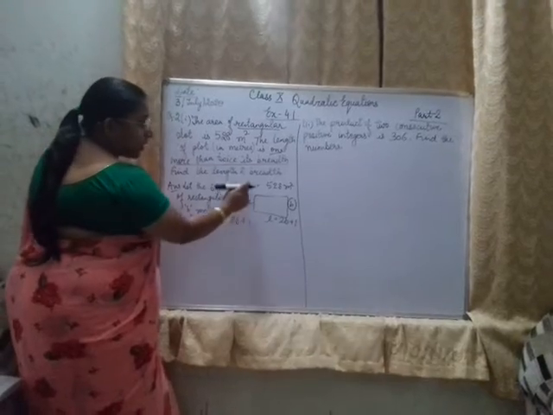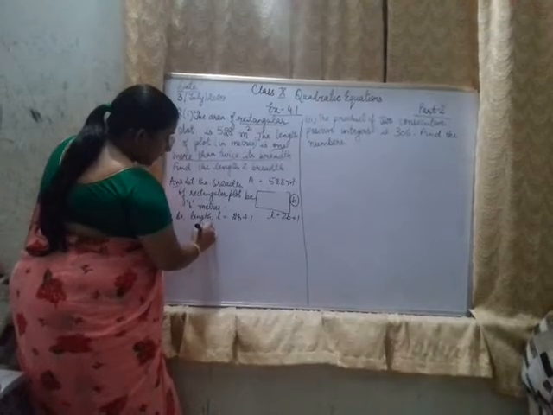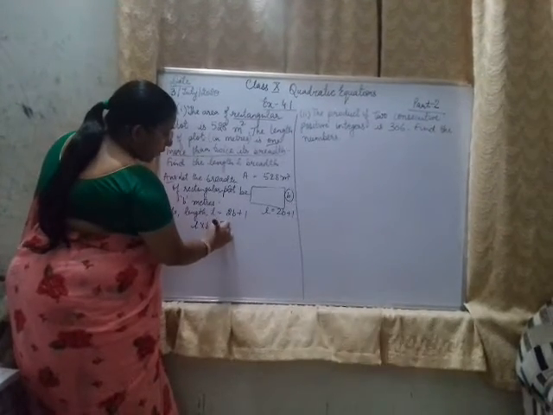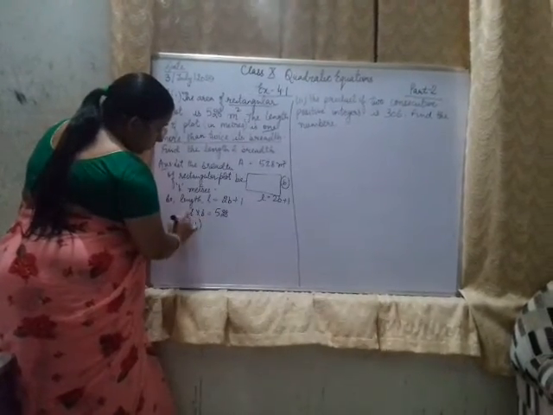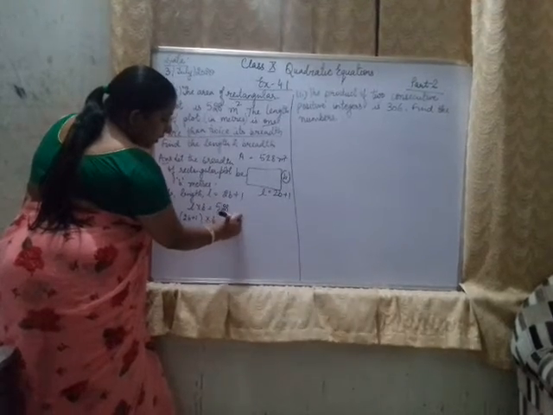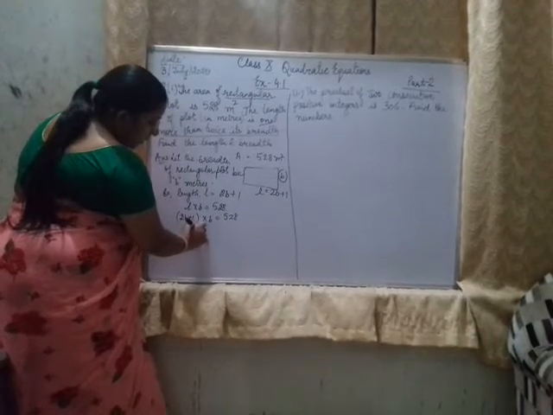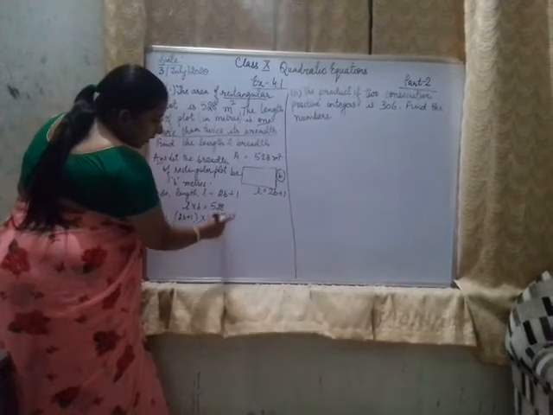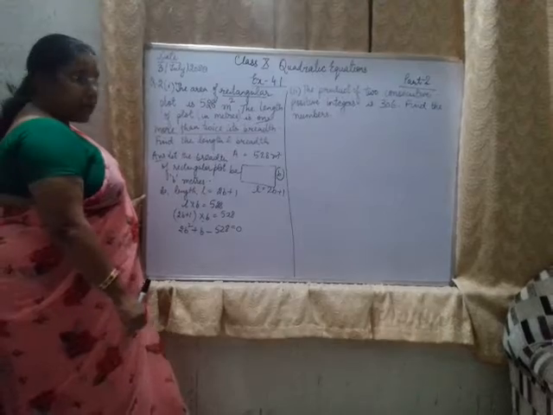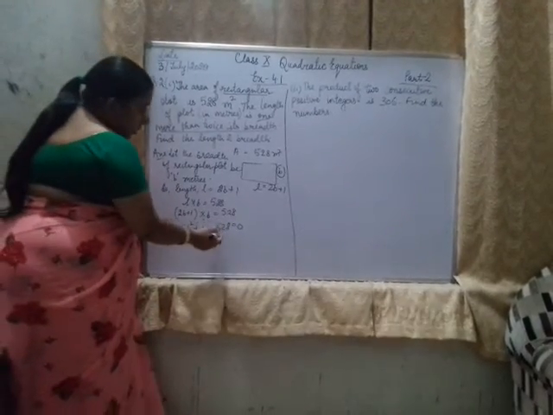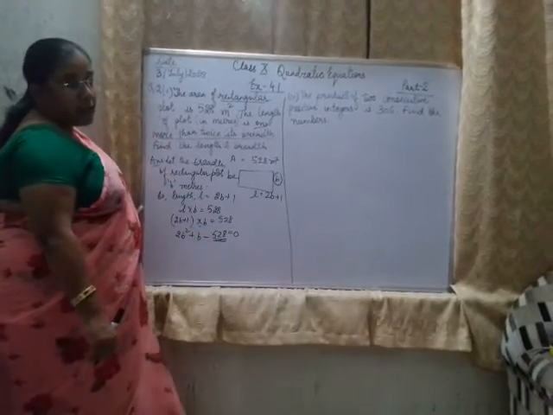So length is this. Now what is the area? Area is always length into breadth for a rectangular plot. So this L into b is equal to how much? 528 according to the question. Now what is L? (2b plus 1) into b is equal to 528. Multiplying this b into the bracket, we get 2b square plus b. This 528 will come to the left hand side, so it will be minus 528 equal to 0. Then we will make the factors of 528 so as to solve this quadratic equation.